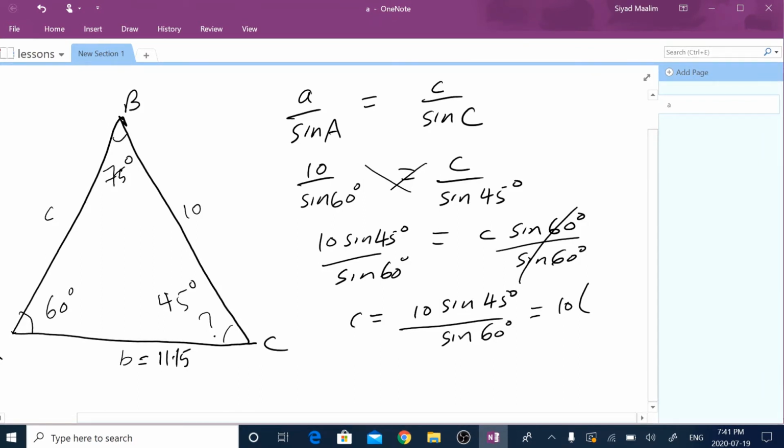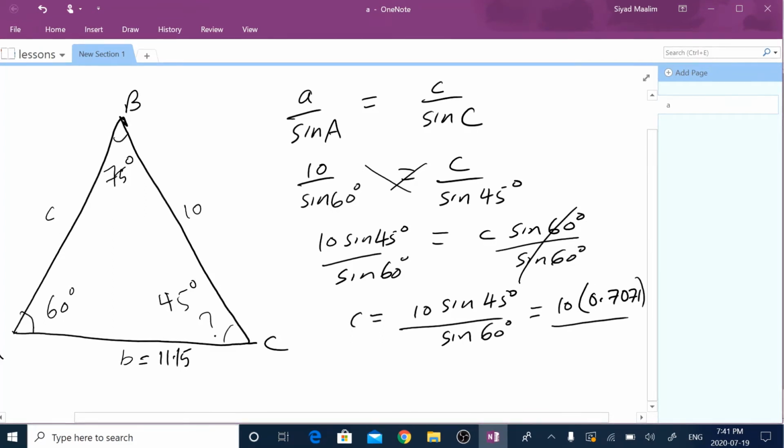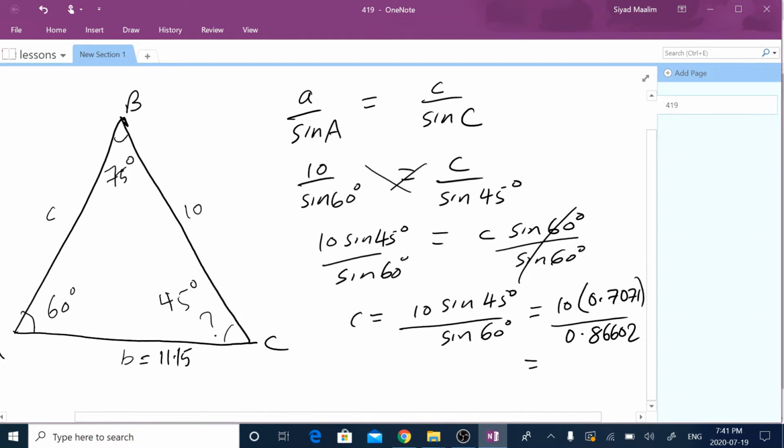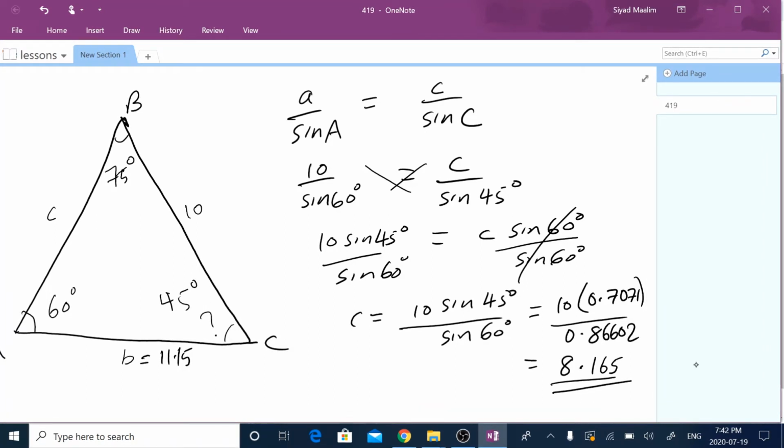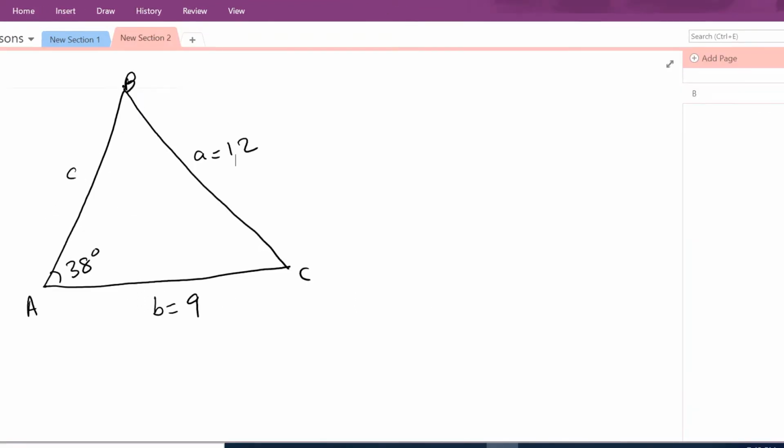When you plug that in your calculator, sine 45 is 0.7071 divided by sine 60, which is 0.86602. When you multiply that and then divide by that, you get C as 8.165, or 8.2. So we found 8.2 roughly. Let us do another example.